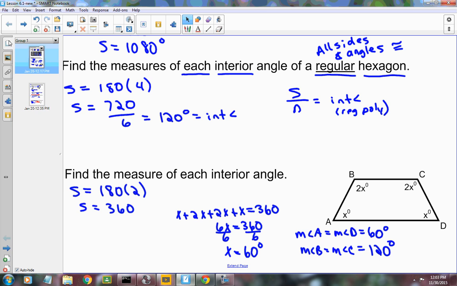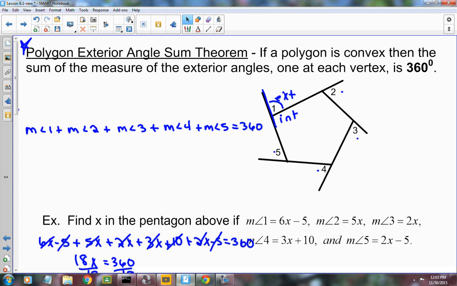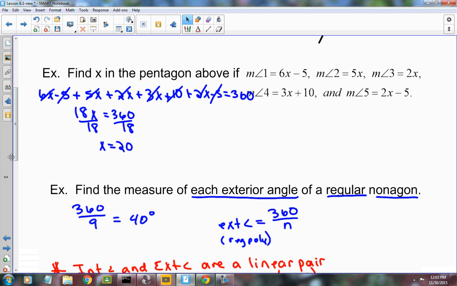Then we learned about the exterior angles. What's the sum of the exterior angles of a 35-gon? 360. No matter how many sides there are, all the exterior angles added together is 360. And then we did a couple of examples with that. This one gave us values for each one of the angles, so we had to add it up and set it equal to 360.